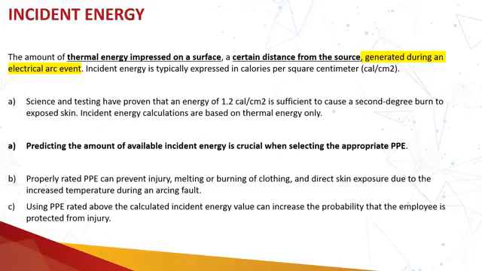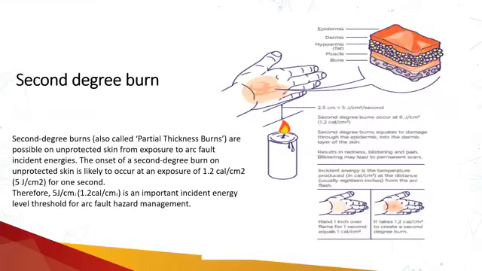Using PPE rated above the calculated incident energy value can increase the probability that the employee is protected from injury. So at a particular location, if the incident energy is 8 cal per centimeter square, it is advisable that you wear PPE of rating 10 cal per centimeter square or 12 cal per centimeter square in order to keep yourself safe, rather than wearing personal protective equipment exactly equal to the rating of the incident energy available at that particular location.